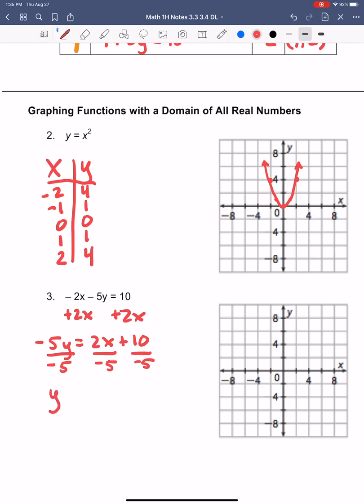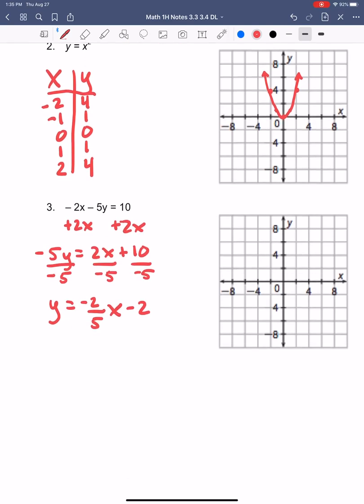And so I end up here with y equals negative 2 over 5x minus 2. Okay, so we've got kind of a nasty fraction here. I'm going to pick some domain values. I'm going to look at my denominator here, and I notice that my denominator is 5. And so if I pick multiples of 5 for my domain, it's going to make things a lot more simple for me. So I'm going to pick my domain as negative 5, 0, and positive 5.